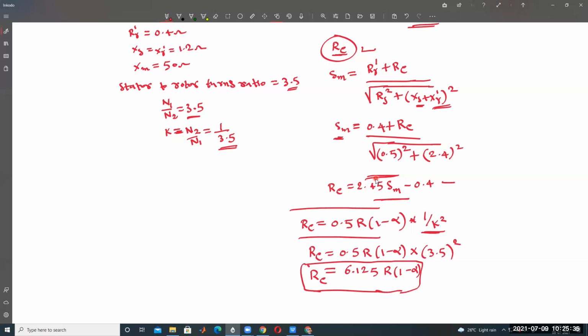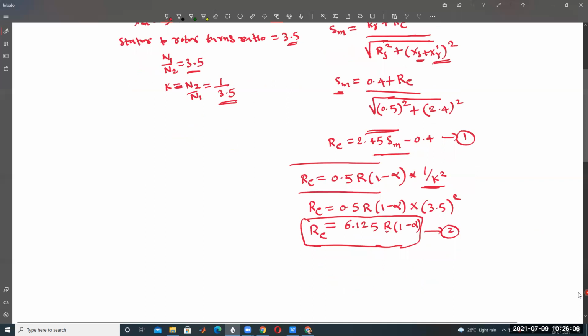This is the first equation and this is called the second, so let us assume second. Equate these two. You will get an equation in the form where the unknown is alpha. In the question it is given that the maximum torque occurs at standstill. At standstill condition, what is the slip at maximum torque?